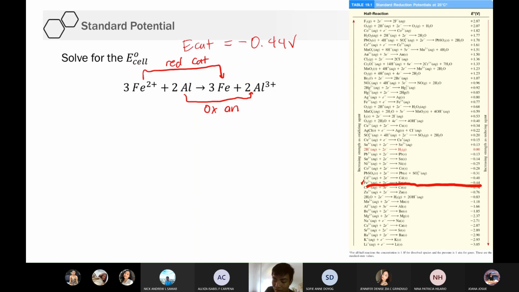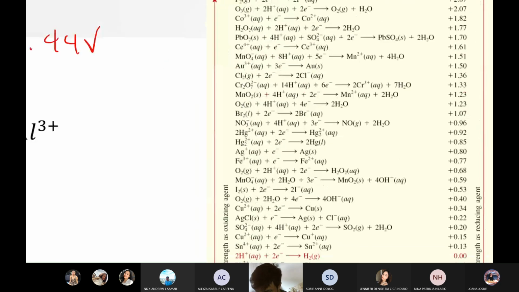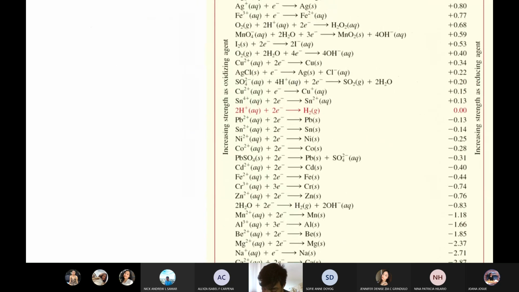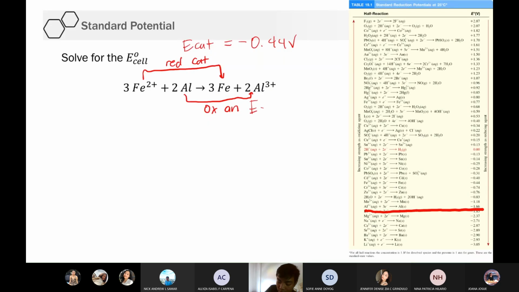Nakakaduling lang talaga tumingin dito sa table. Kaya, ingat-ingat. How about aluminum? Patingin ulit tayo. Aluminum. Yung aluminum, alam ko nasa baba yun eh. Ito, nakita ko na. Negative 1.66 for the aluminum.